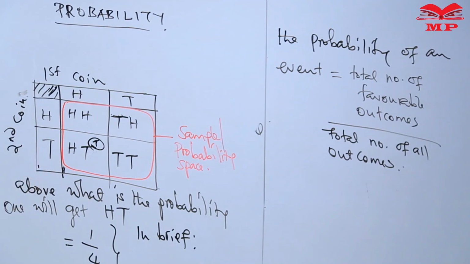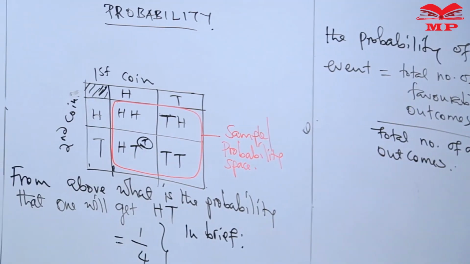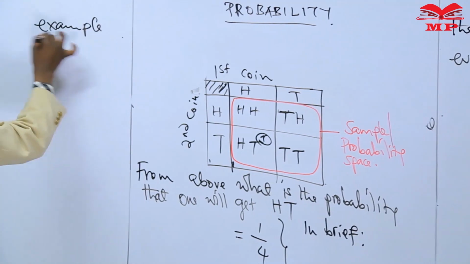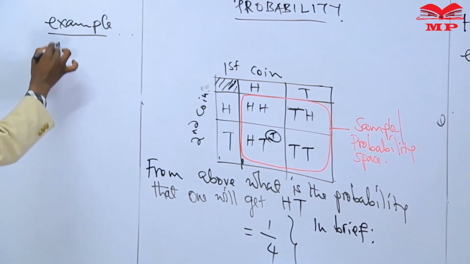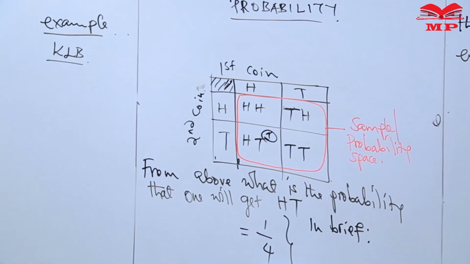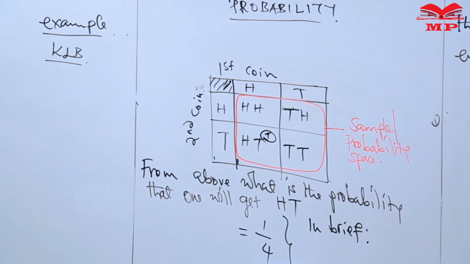So with that, I want us to take an example from our books. Our example is from KLB, probability. So the example I want us to take is this.